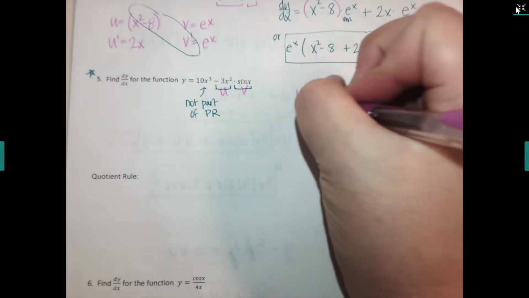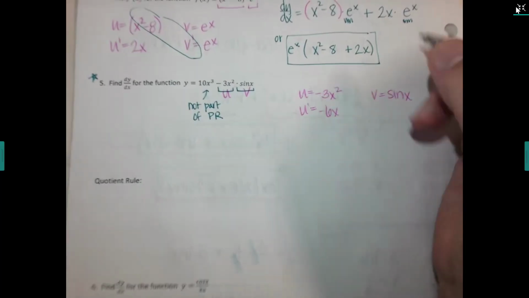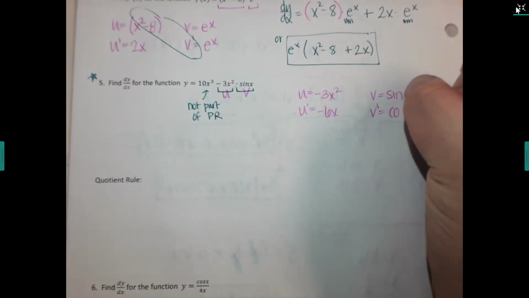Derivative would be negative 6x. And then what about the derivative for the sine x? Go ahead and write that down. So sine goes to cosine.